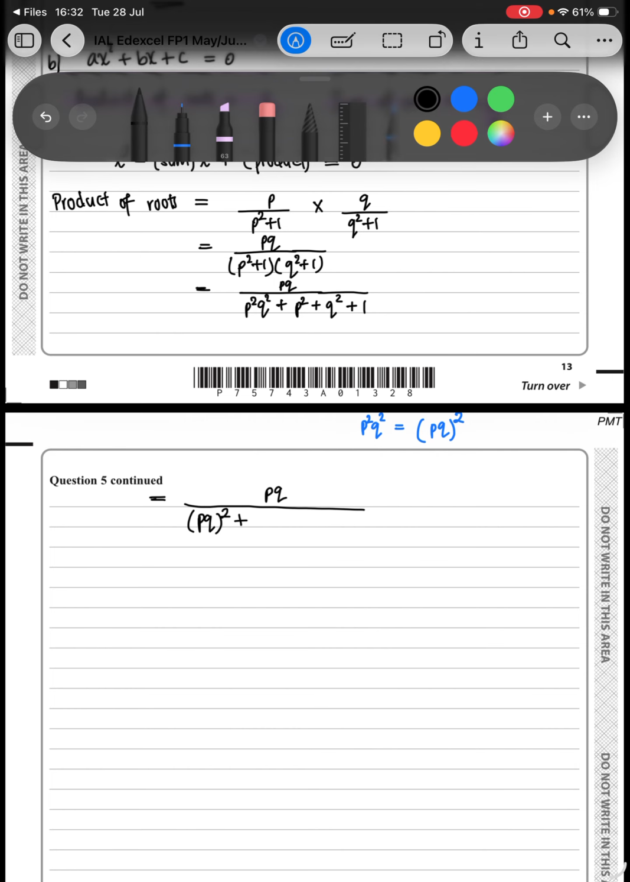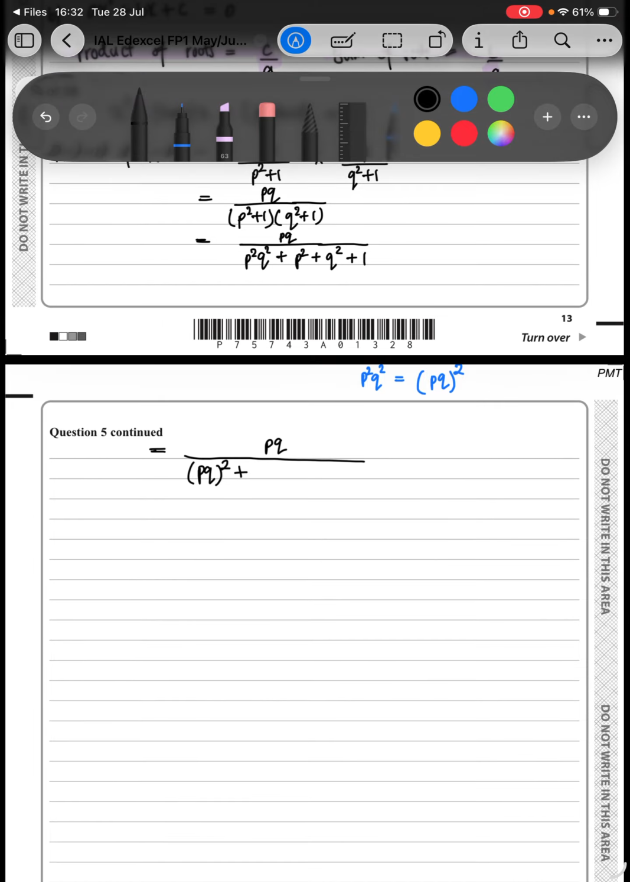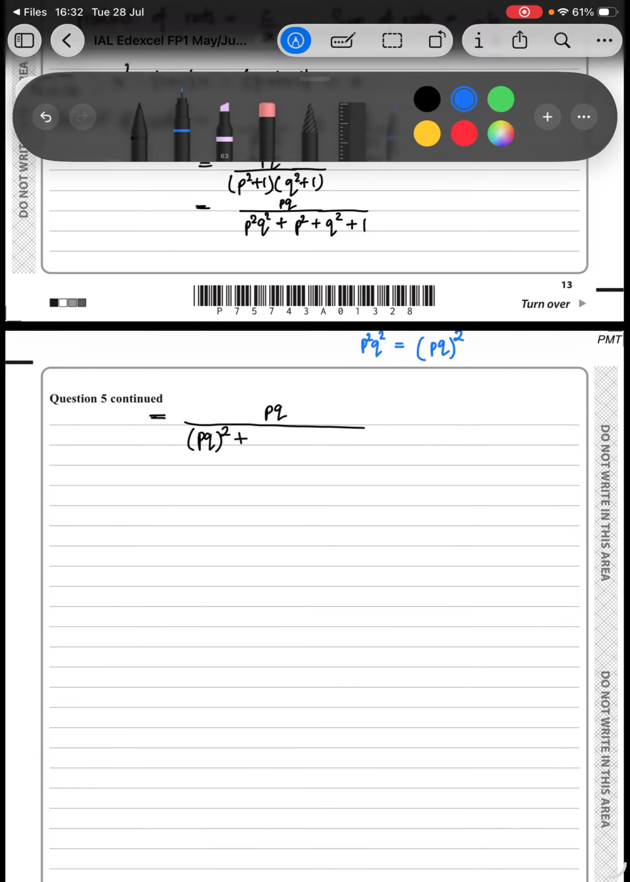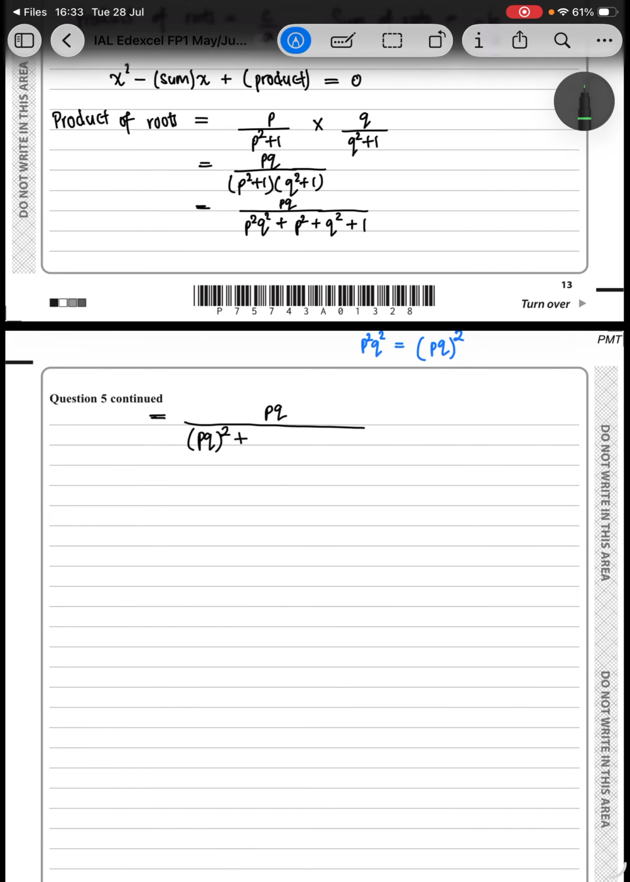Plus, now we have P squared and Q squared, which are added. So let's consider the quadratic expansion of P plus Q. I'll write it over here. Hopefully there's enough space. P plus Q whole thing squared.